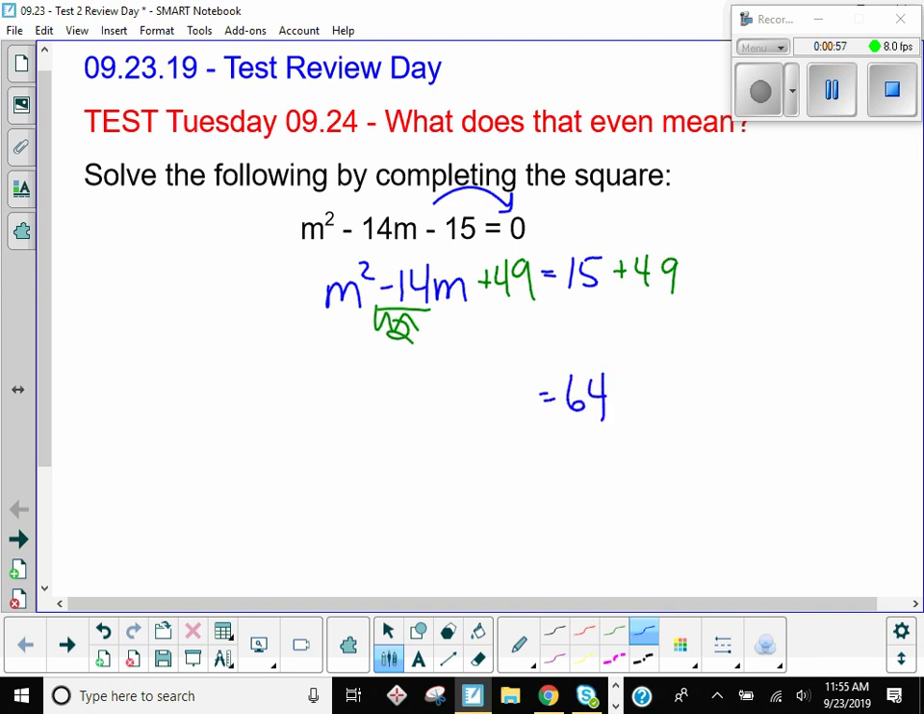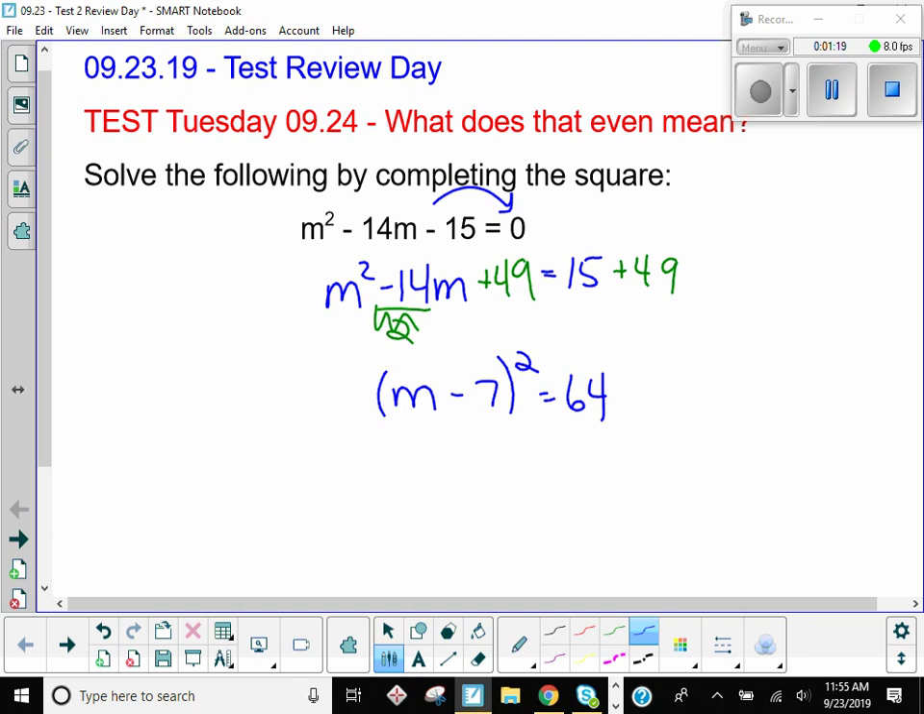And on the left, it gives me m, and then you put your b over 2 value. What did we say b over 2 was? Negative 7, right? And that's squared. And right here, I sort of want to break off for a second and tell you what is happening from this, which is a trinomial, m squared minus 14m plus 49, to this, the m minus 7 squared.